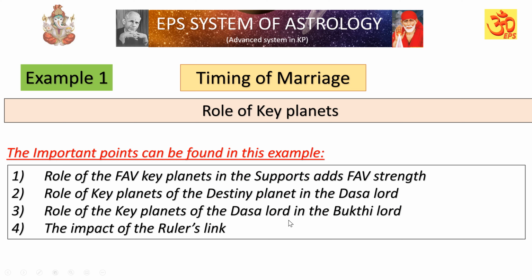And the role of key planets of the Dasa Lord in the Bhukti Lord, that is called a PILT connection. Role of key planets of the Dasa Lord in the Bhukti Lord, and of course, Bhukti Lord's key planets in the Antara Lord, that is called a PILT connection. And the last one is the impact of the ruler's link: how the ruler's link makes even a weak planet with less favorable significations get the support of the favorable key planet, which we are going to study in this. Now let us study the chart.